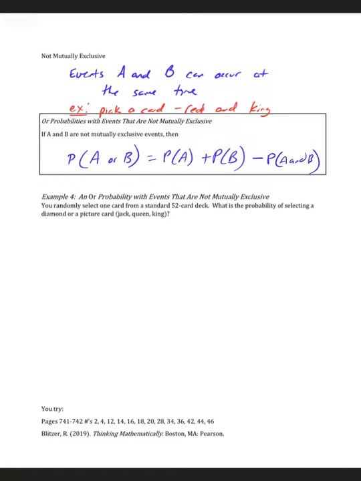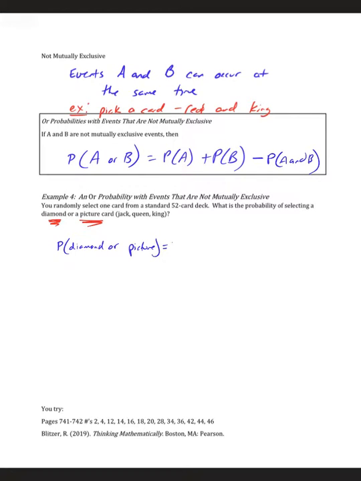So let's see how this is used in an example here. So with example 4, you randomly select one card from a deck of cards. What's the probability of selecting a diamond or a picture card? Now, picture cards, if you're not familiar, they're jack, queens, or kings. So we want to know what's the probability of getting a diamond that has a picture on it. Now, these are not mutually exclusive because you can pick one card that has both of these things on it. So we want to find the probability of selecting a diamond or a picture card.